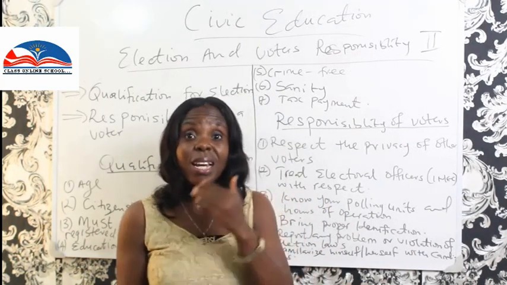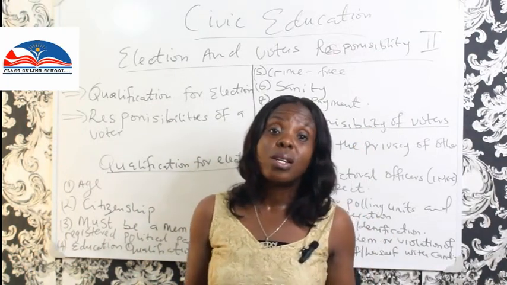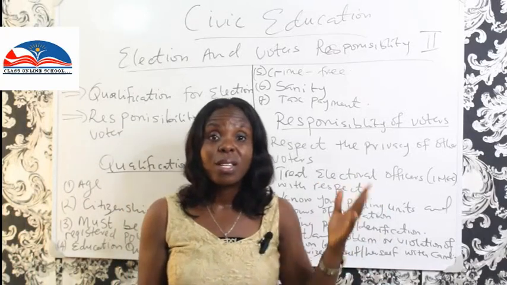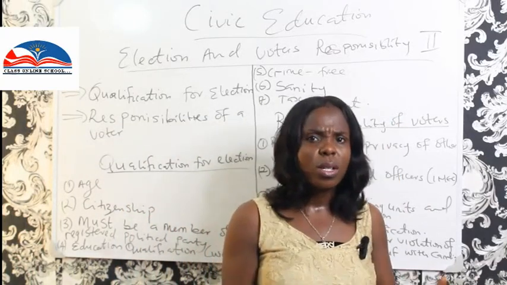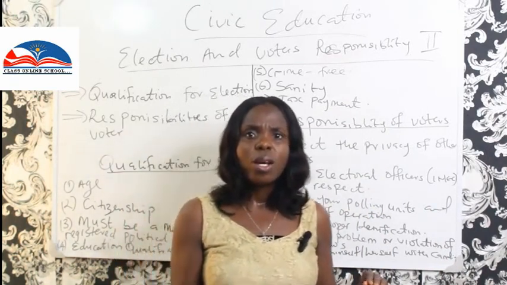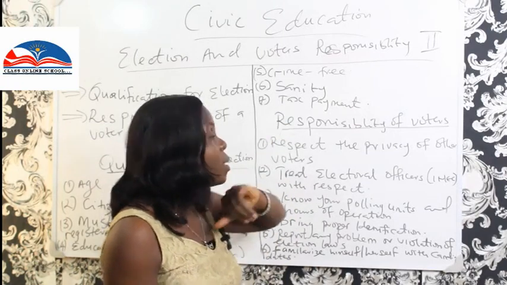And you cannot allow an insane person to go to a polling unit to go and cause disorganization and disunity there. And so an insane person is not allowed in the polling unit, and an insane person is not allowed to be elected into governance. Then we have tax payments.